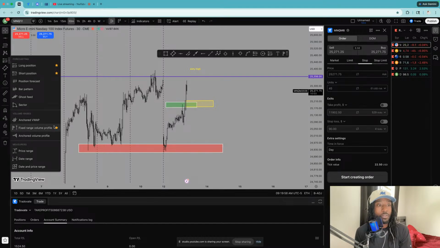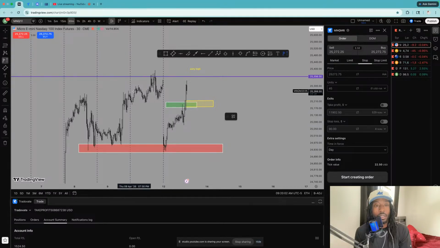We'll go here and grab the fixed range volume profile. And usually you just take it from session to session. You take it from here to here, and it'll give you these POCs. It just shows you where the money is. This high indication here, I like to mark off as a POC. As you can see, price bounced from there.